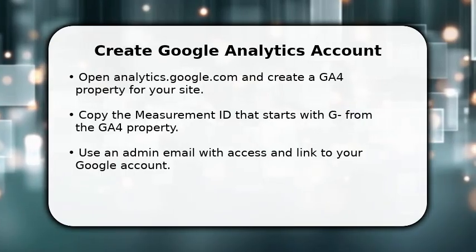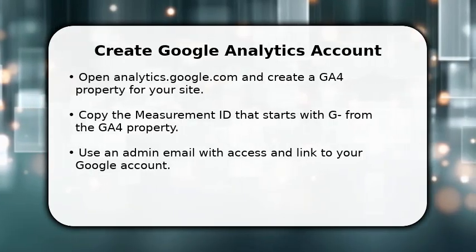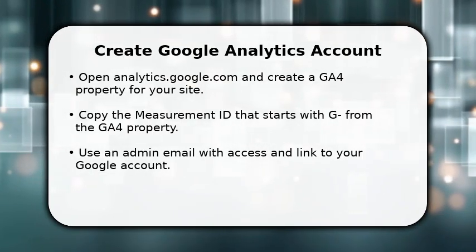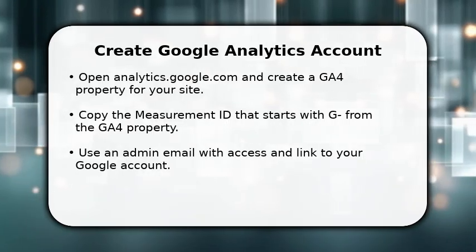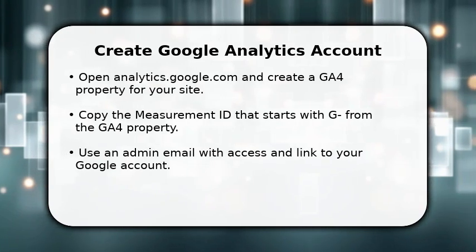Complete the property setup and choose Web Data Stream to collect website data. Locate the measurement ID that starts with G and copy it for later use. Keep your admin email active and use it for property access and user management.